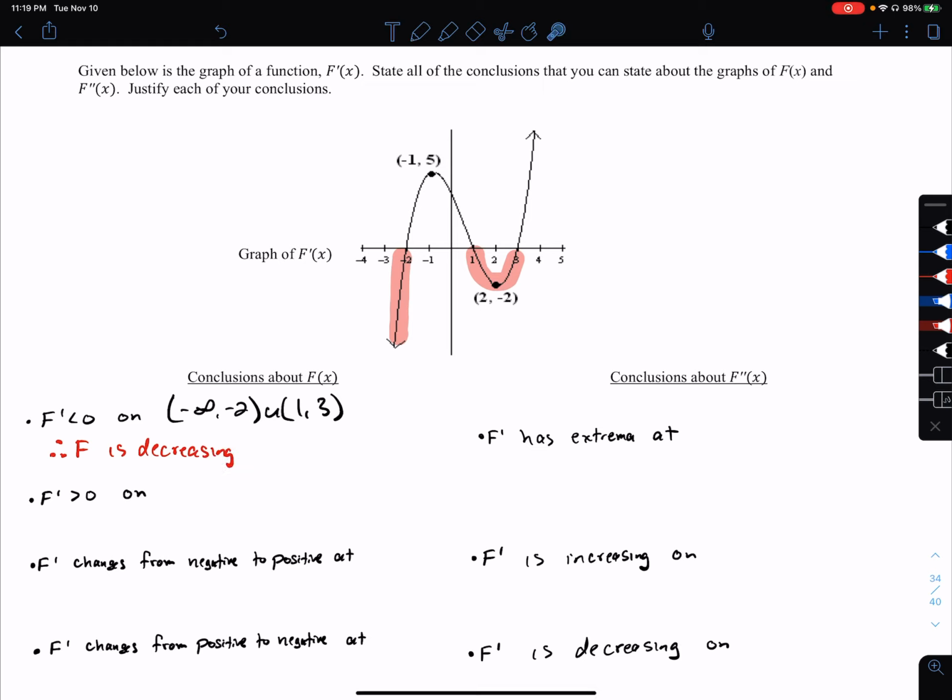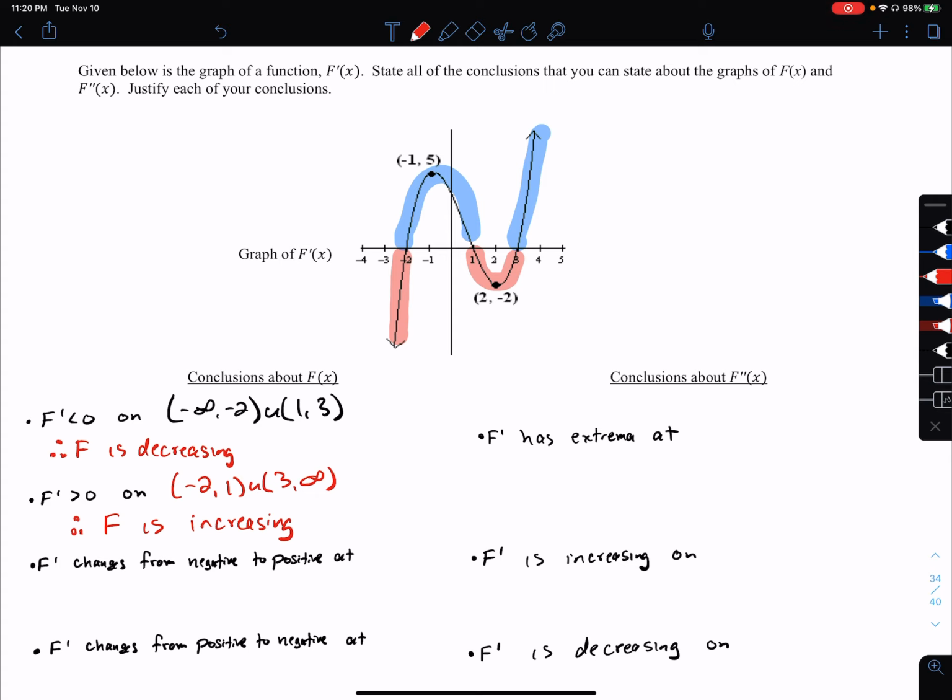For now, let's just assume that on these intervals is written here. It's implied by this. Save ourselves a little bit of time. F prime is bigger than 0. Well, that's happening when it's above the x-axis. That's here and here. That's on the intervals from negative 2 to 1 in union with 3 to infinity. The conclusion that we can make is that f is increasing, going up.